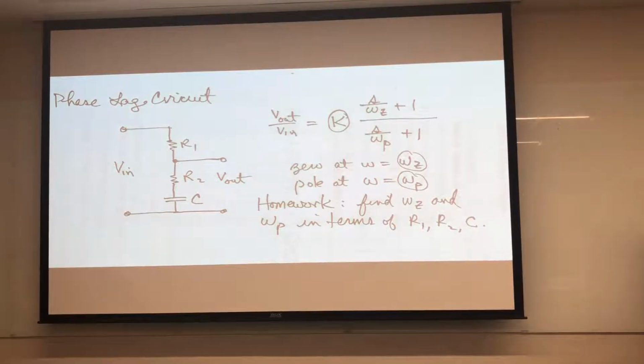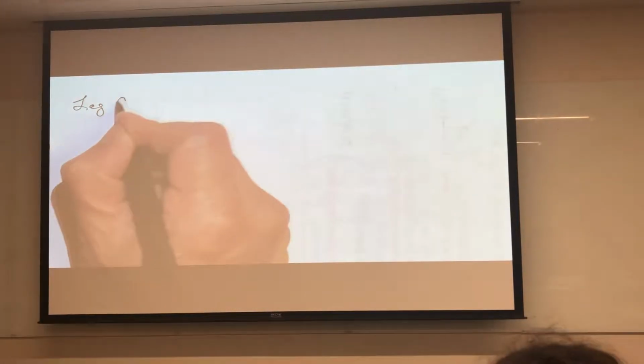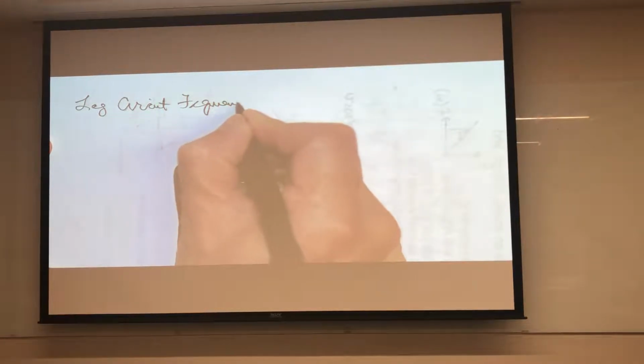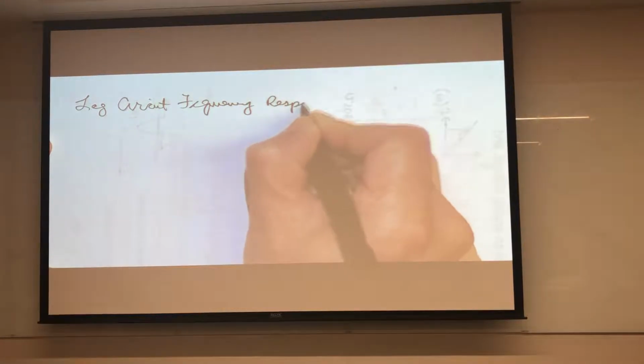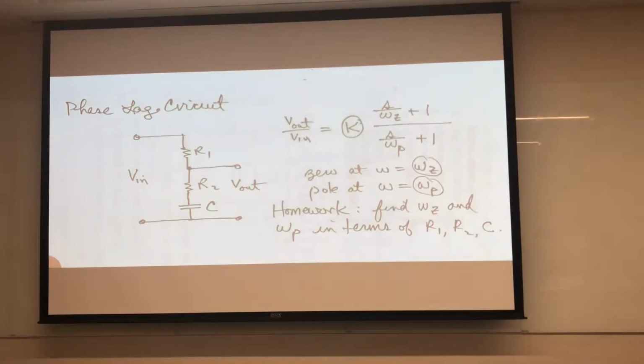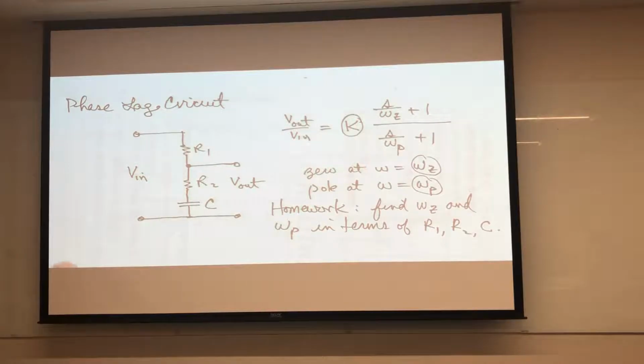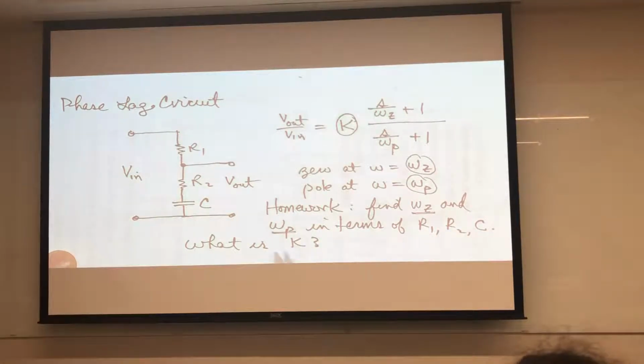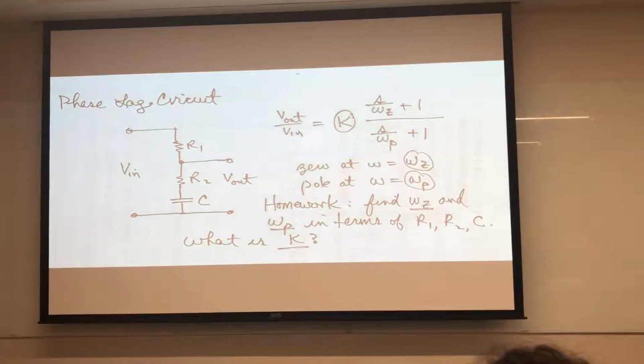All right, let's take a look at the response of this circuit, the frequency response. We're going to take a look at the lag circuit frequency response. Okay. For your homework, please go ahead and figure out what are omega Z and omega P, and go ahead and figure out what is K for this circuit. Okay. Find omega Z and omega P and what is K for that circuit. Okay, so this is one type of phase lag circuit. There are other types of circuits that are possible.